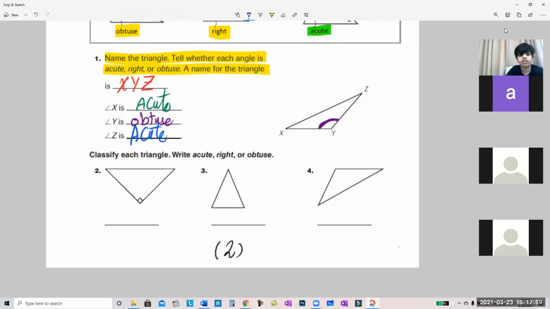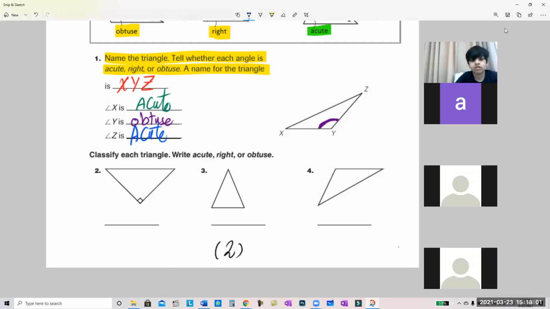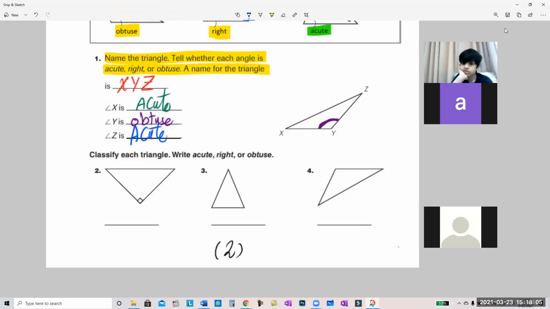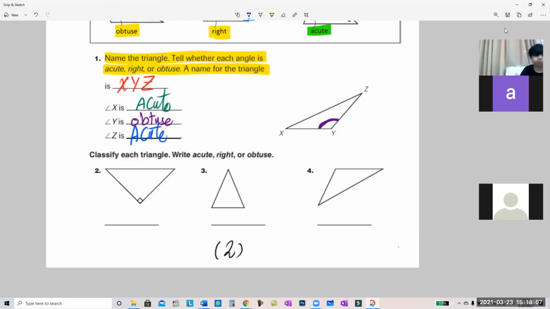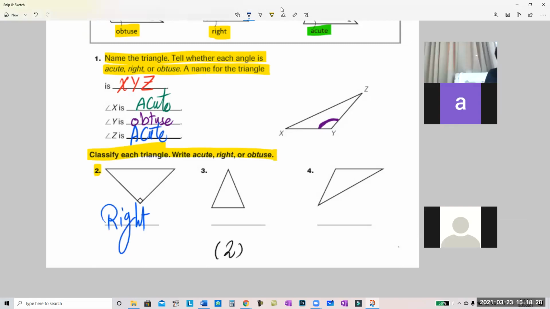Thank you, Hassan. Classify each triangle: acute, right, or obtuse. Okay, so what about number 2? Is it an acute triangle, obtuse, or right? Right. Yeah, great. It's a right triangle. Thank you so much, man.